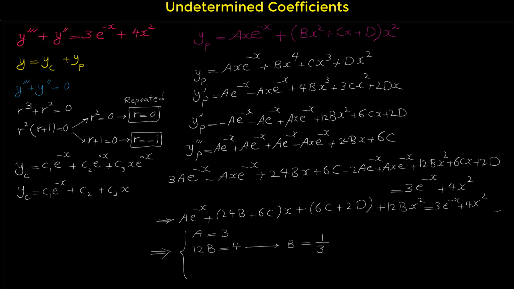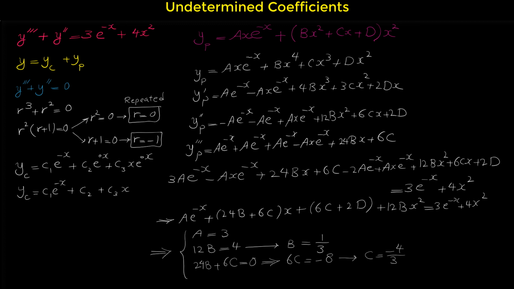Now, if you pay attention, what is the coefficient of x here? We don't have any term with x on the right side. So the coefficient of x is 0. You can think of it as 0x here. So on the left side also, the coefficient of x must be 0. So we said 24b plus 6c equals 0. But note that b is 1/3. If you plug in 1/3 here, 1/3 times 24 is 8. If we take 8 to the other side, we have 6c equals -8, and from this c is -8/6 or -4/3.